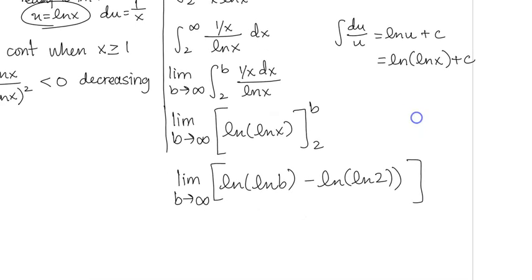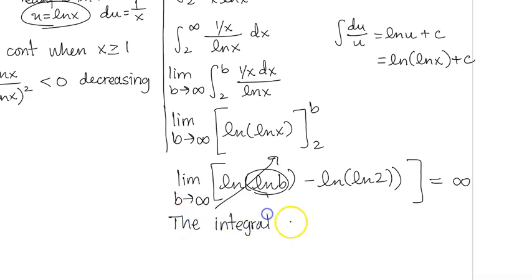As b goes to infinity, natural log goes to infinity. So this entire first term goes to infinity. This limit is equal to infinity. We are then able to conclude that the integral diverges by the integral test.